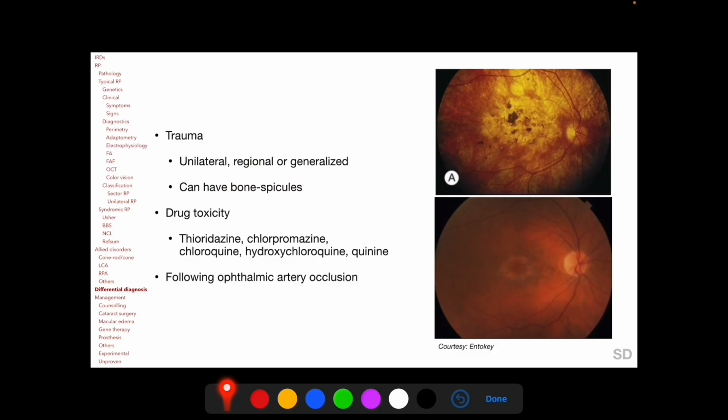Pigmented retinopathy can occur following trauma, and this is usually unilateral, either sectoral or generalized, and can have bone spicules. Drug toxicity can cause pigmentary alterations in the fundus, such as with thioridazine as seen here in this photograph, and with hydroxychloroquine as seen here in this photograph. Pigmentary changes can also occur following ophthalmic artery occlusion because the retinal pigment epithelium is disrupted following ophthalmic artery occlusion.